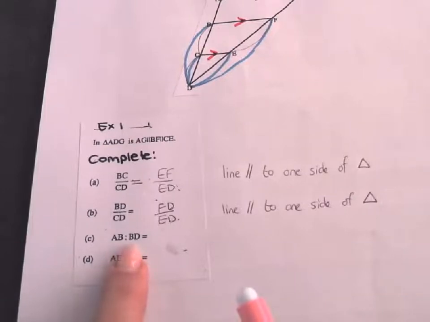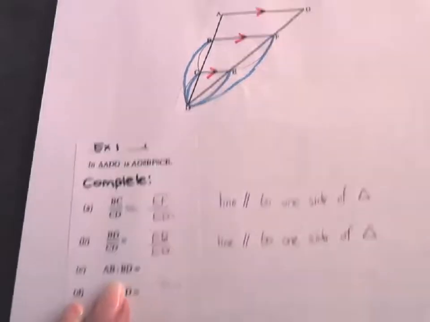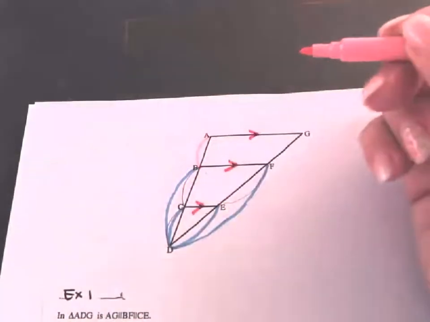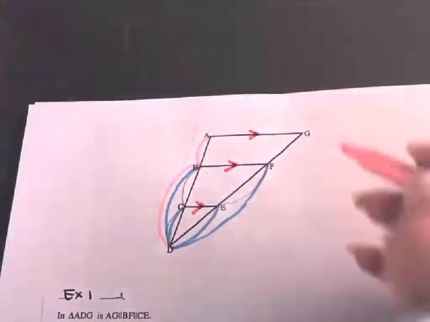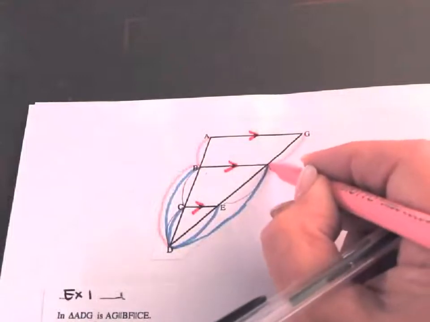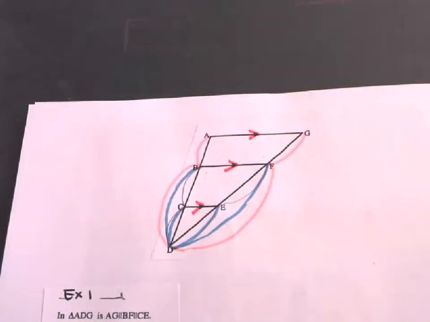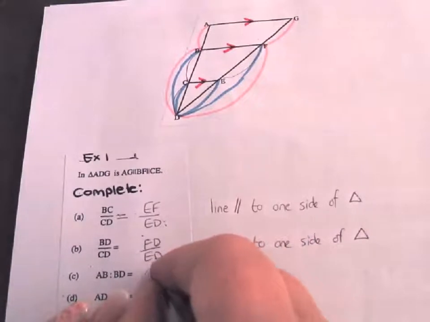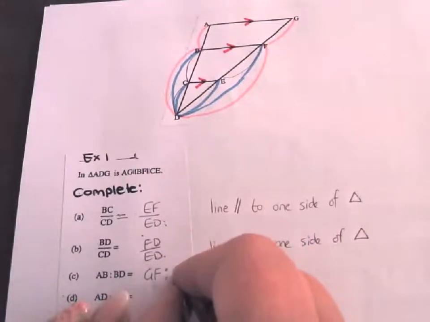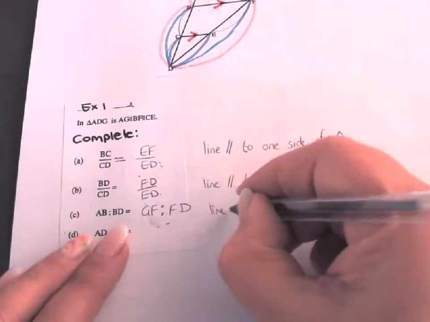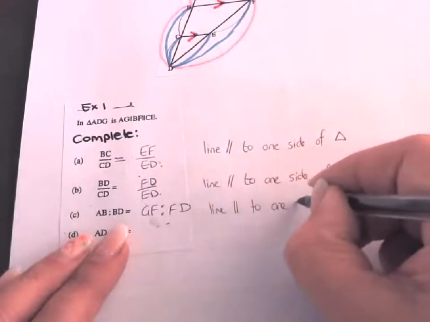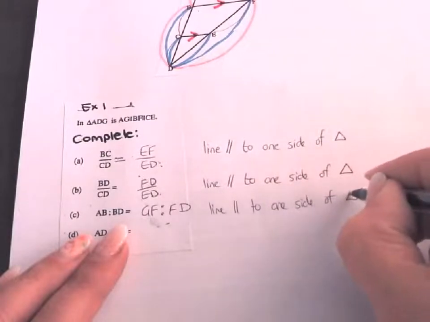AB to BD will be the same as AB divided by BD. Okay, so it's AB, this one, over BD, that one. It will be the same as GF divided by FD. GF to FD. Line parallel to one side of the triangle.